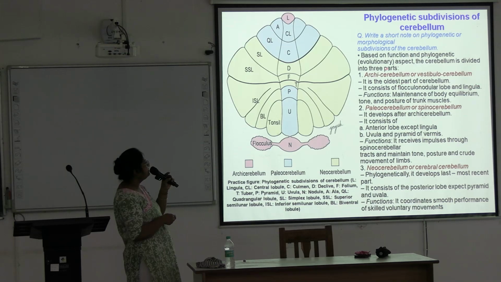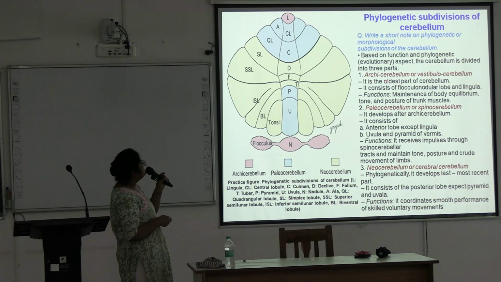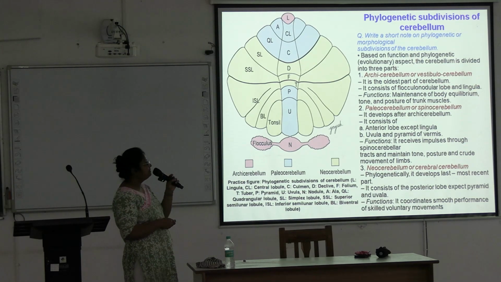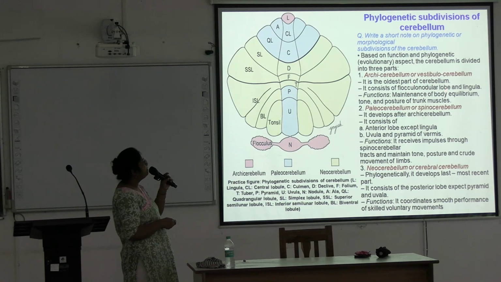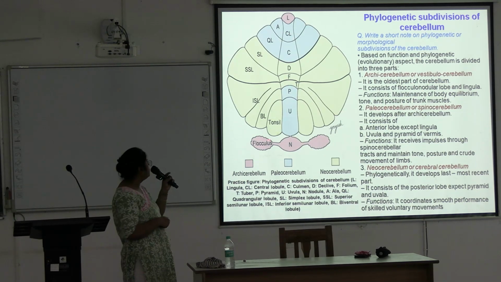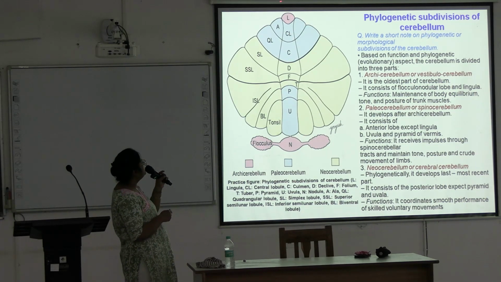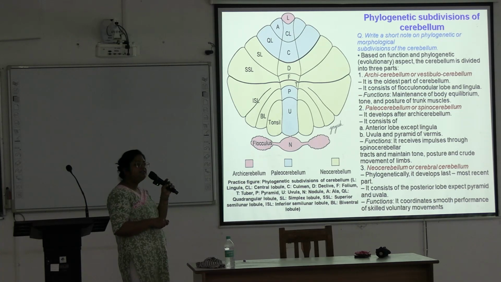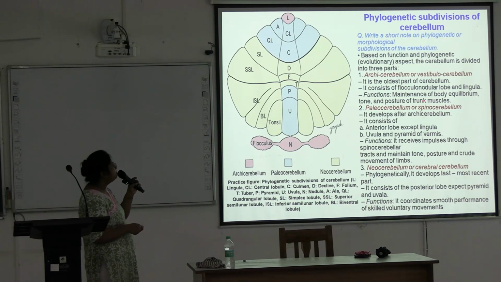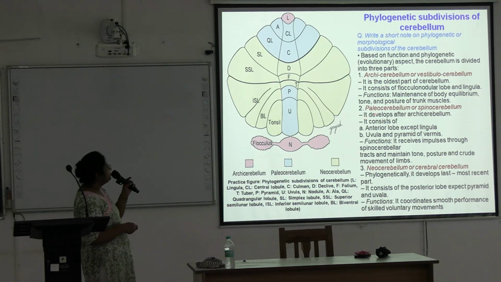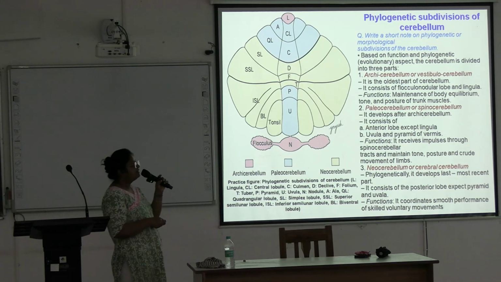So the archicerebellum or vestibulocerebellum is the oldest part of the cerebellum and consists of the flocculonodular lobe and lingula. What is the function? It helps in maintenance of body equilibrium, tone and posture of the trunk muscles.